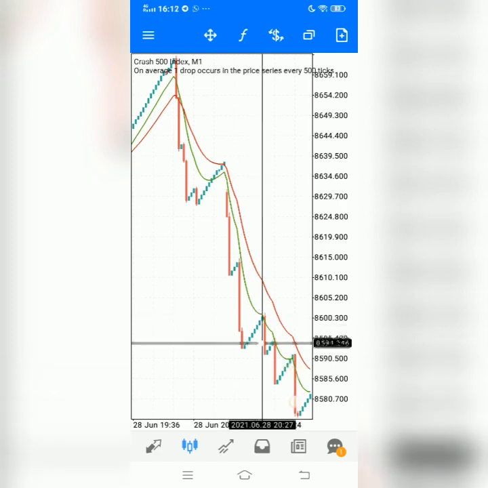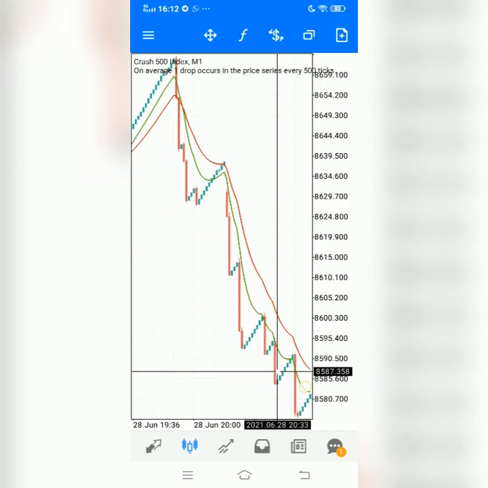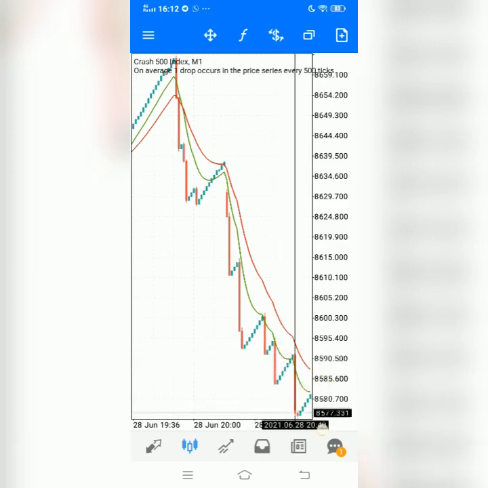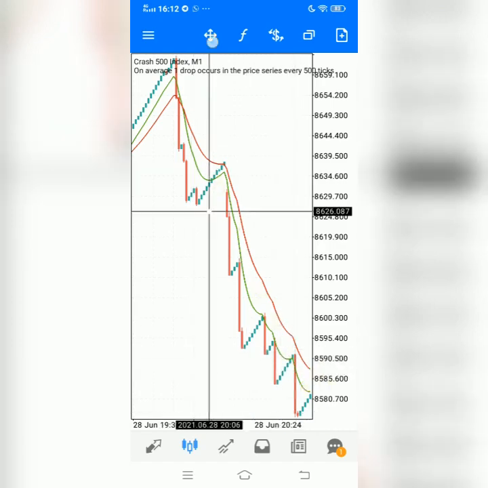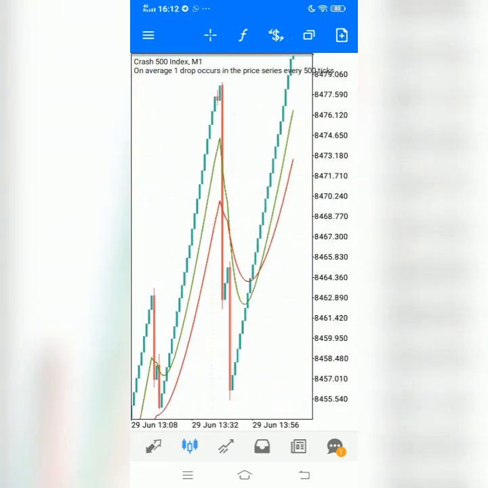Closed over there, so we would have caught 1, 2, 3, 4 crashes, and then we would have entered over here again, another crash, wait for 3, another crash, wait for 3, close, another entry, crash. So I hope you guys can see how effective this strategy is.